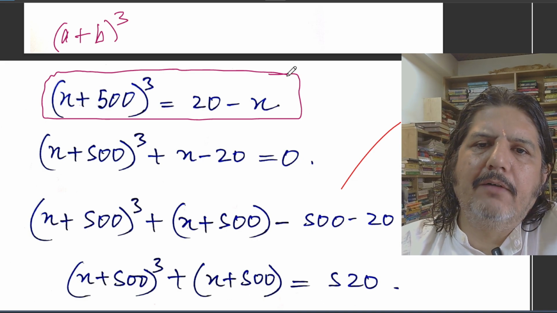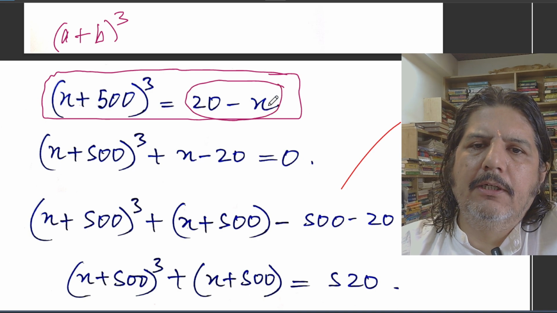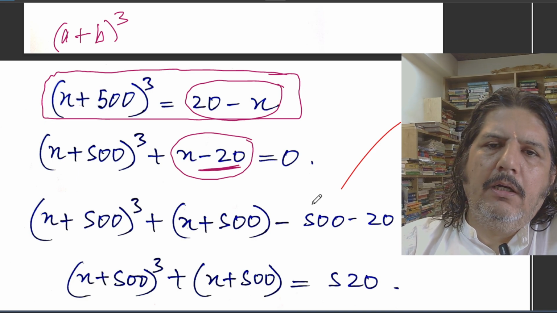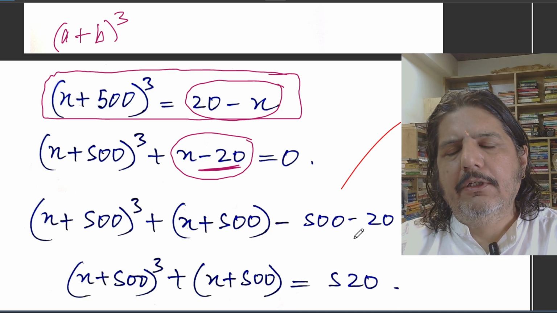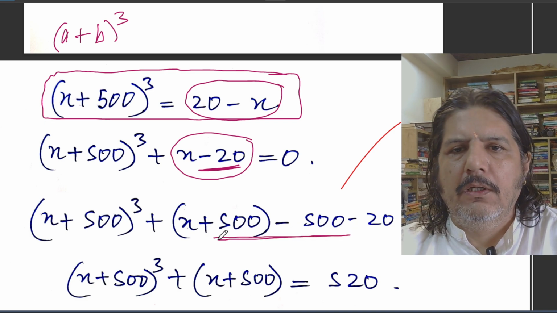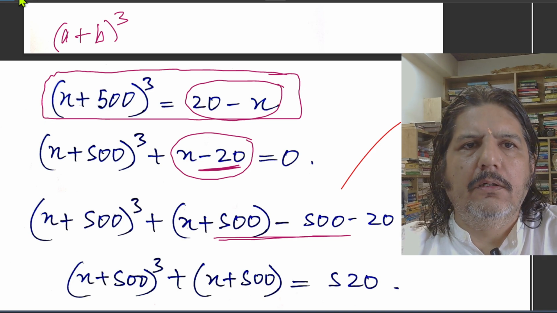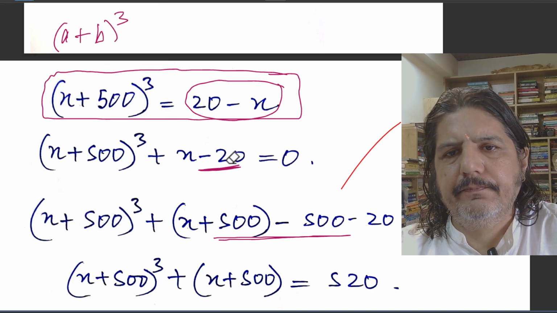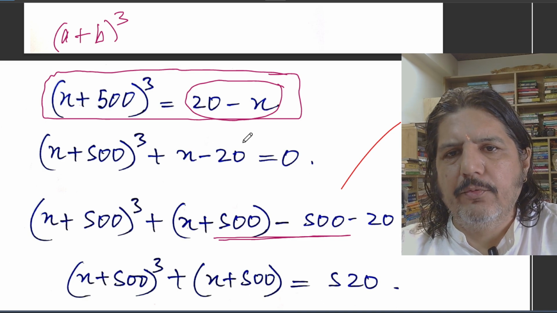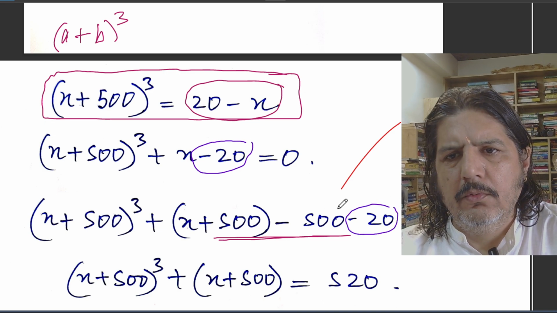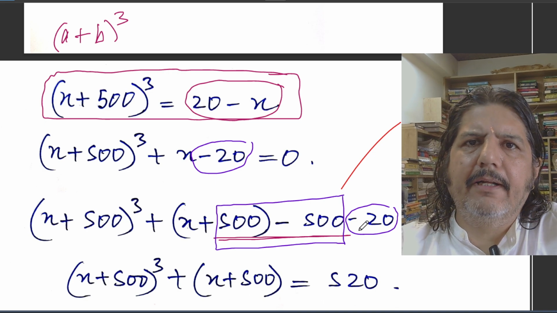Now, if you see the manipulation, what I've done is I've taken this term on the left hand side. Then I have broken this minus 20. Basically, this minus 20 has been sort of replaced by a plus 500 and a minus 500 term. I hope you are able to understand this manipulation. So this was x minus 20. What I did was this minus 20 is still here. But what I have done is I have introduced two new terms, plus 500 and minus 500.